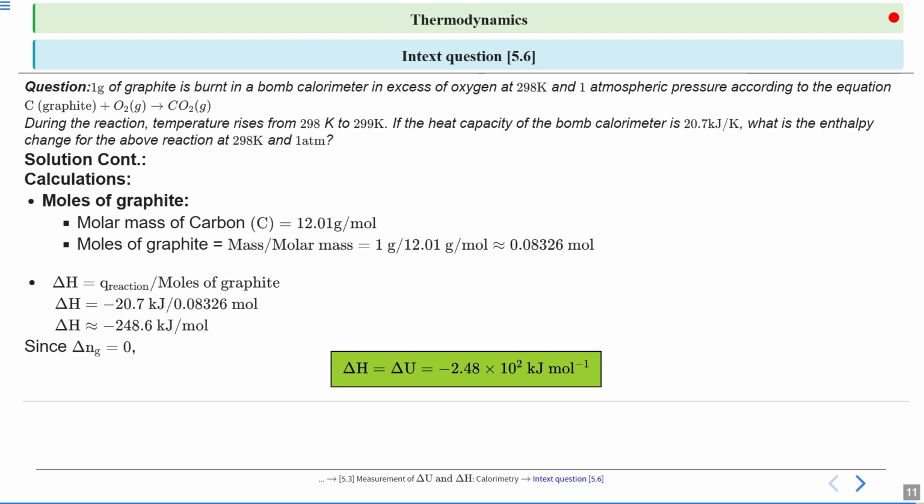Okay, clear? So this was all for the bomb calorimeter. In the next class, we will see the calorimeter in which we will try to determine the delta H, because it is not necessary that in all the reactions we will have the same number of gaseous molecules on both reactant and product side.